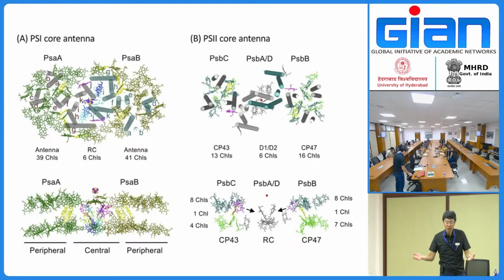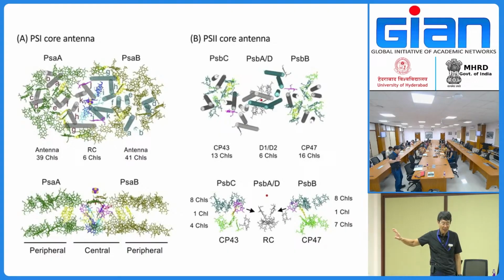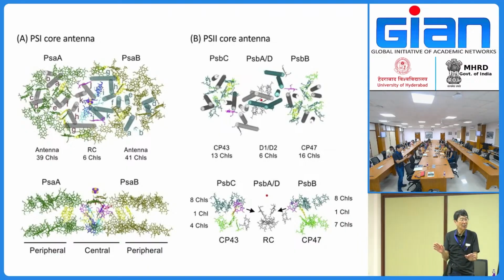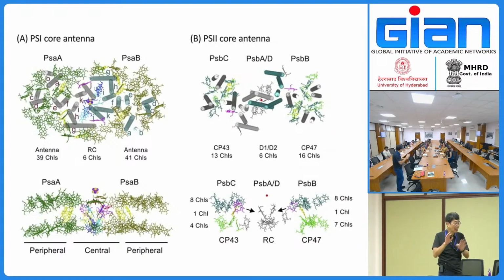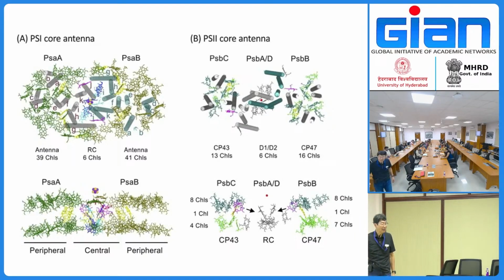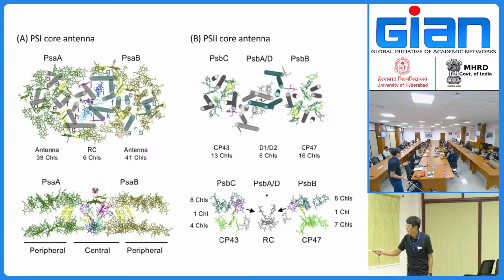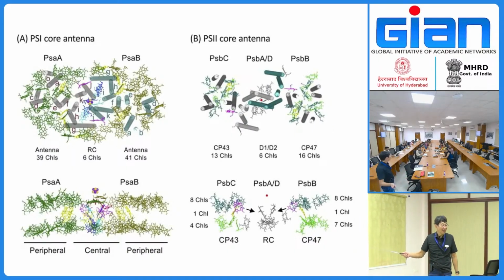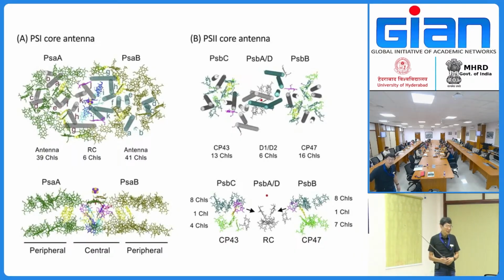So the conclusion is that this very organized, precisely organized arrangement of pigments is made possible by the protein scaffold, no? Proteins arrange and fix these pigments at proper positions. So this is precisely done. So there are many subunits present.